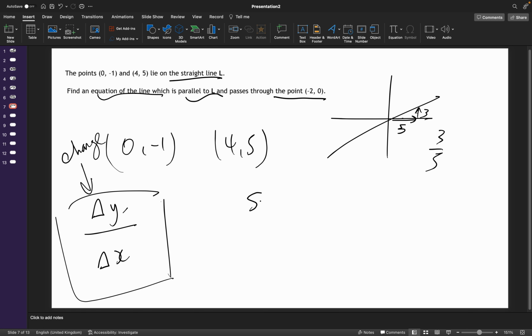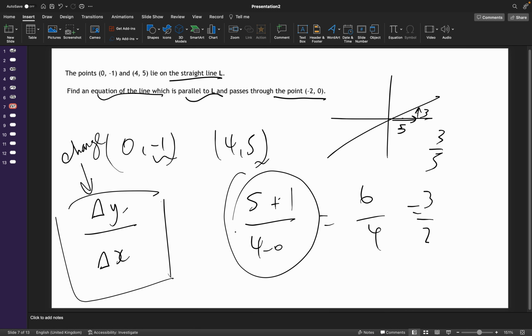So change in y, 5 minus negative 1. That's the change, right? Actually, that's another common mistake. You have a negative and a negative. That makes it positive, right? It's not just 5 minus 1. It's 5 minus negative 1, which is going to turn into a positive 1. And you do 4 minus 0. That's going to be 6 over 4, which is going to be 3 over 2.